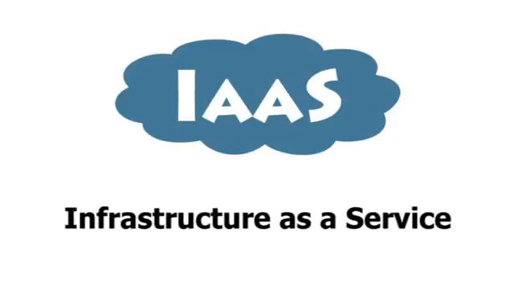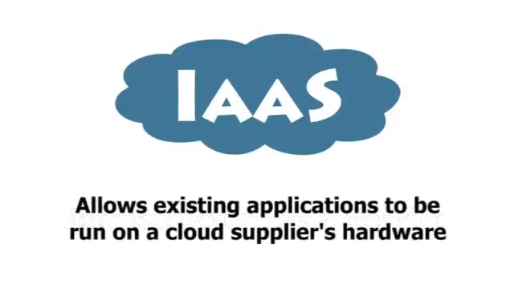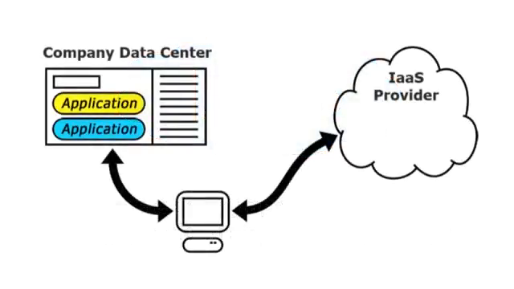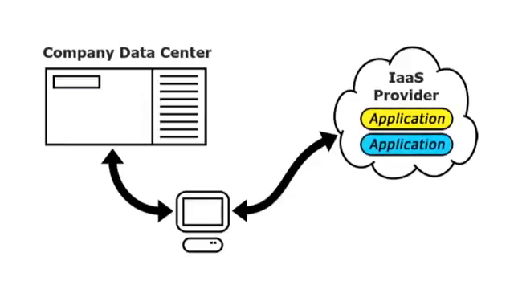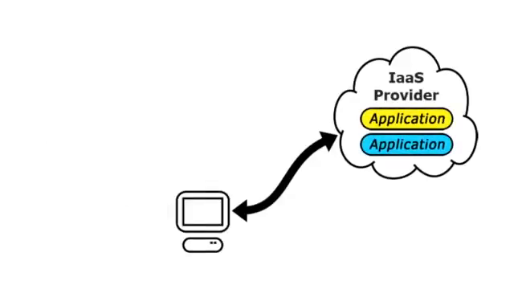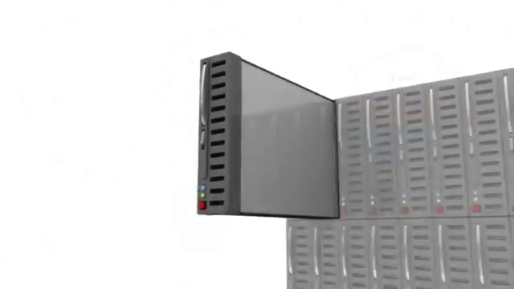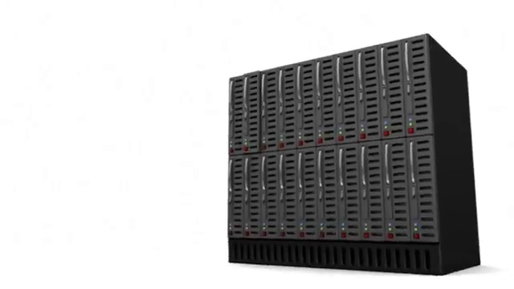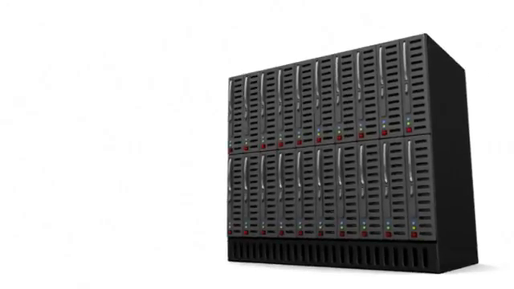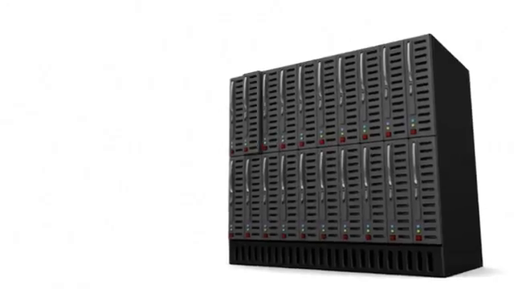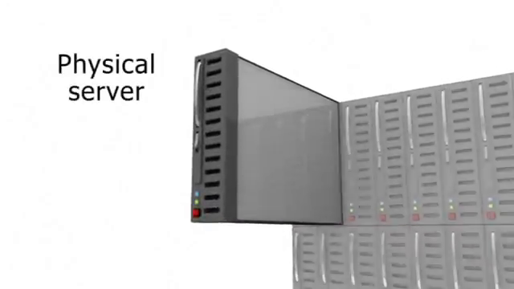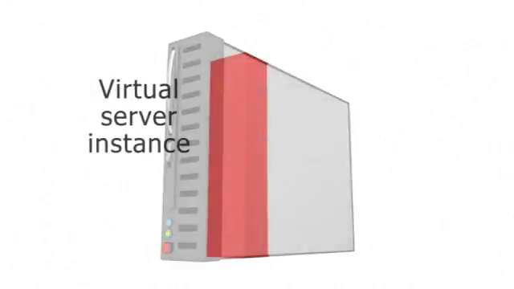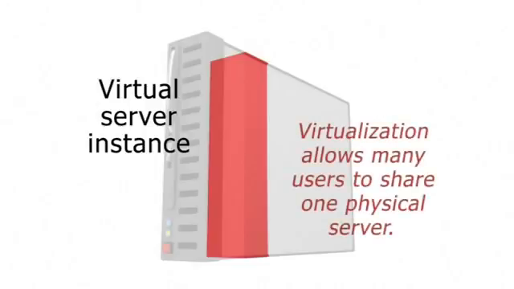Infrastructure as a Service or IaaS allows a business to run whatever applications it requires on a supplier's cloud hardware. This means that existing applications can be migrated from a company data center in order to reduce IT costs. The fundamental unit of cloud infrastructure is the server. Today, servers can also be physical or virtual. Physical servers are discrete individual computers. In contrast, so-termed virtual server instances are software-controlled slices of real physical servers that are shared amongst many users via a process called virtualization.